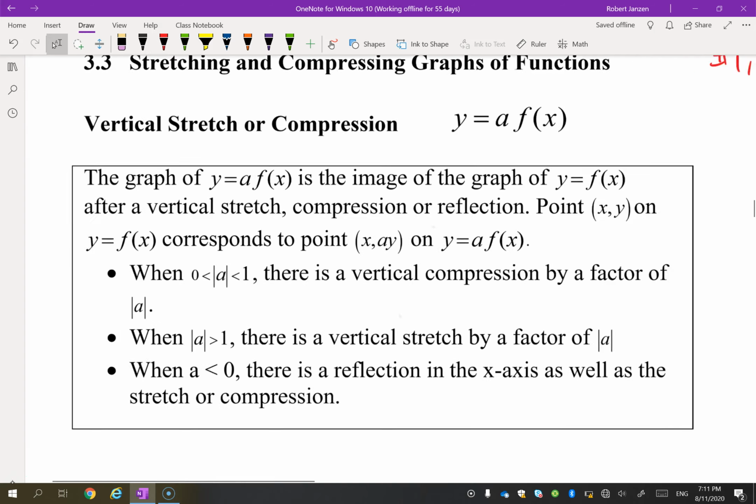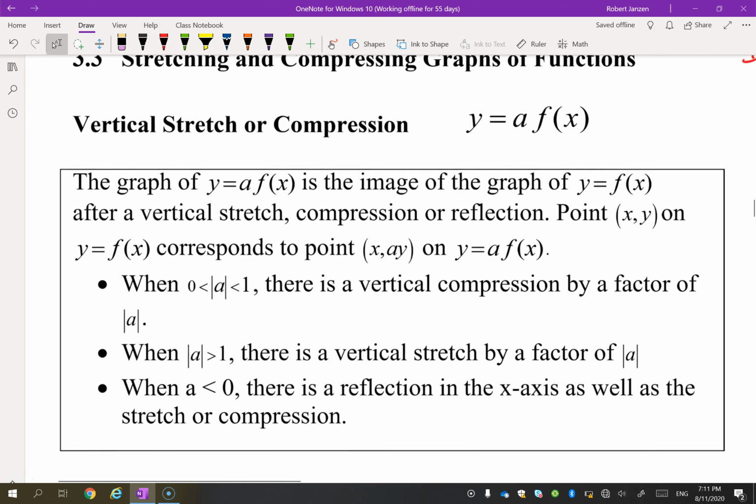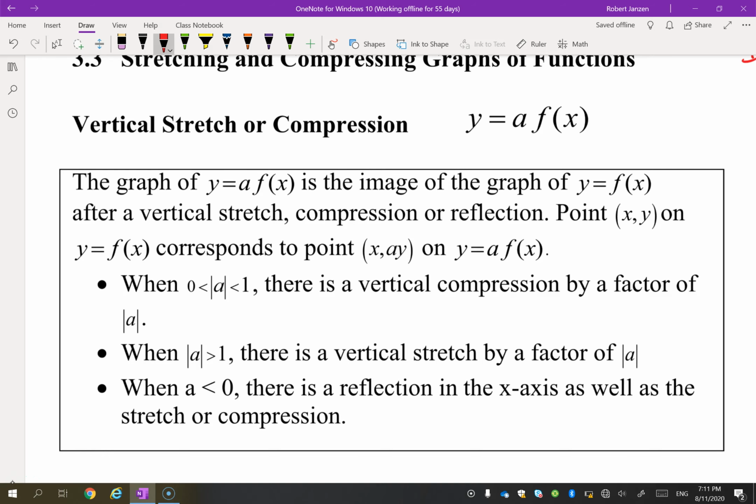Stretching and compressing the graphs of functions. We can do vertical or horizontal. The vertical one should be pretty simple because we've seen that A value before with the parabola. Very quickly, the value of A, how does it affect the graph? It's going to be a vertical stretch if A is bigger than 1. It's going to be a vertical compression if A is between 0 and 1, in other words, a fraction or a decimal between 0 and 1. And if A is negative, then there will be a vertical reflection.